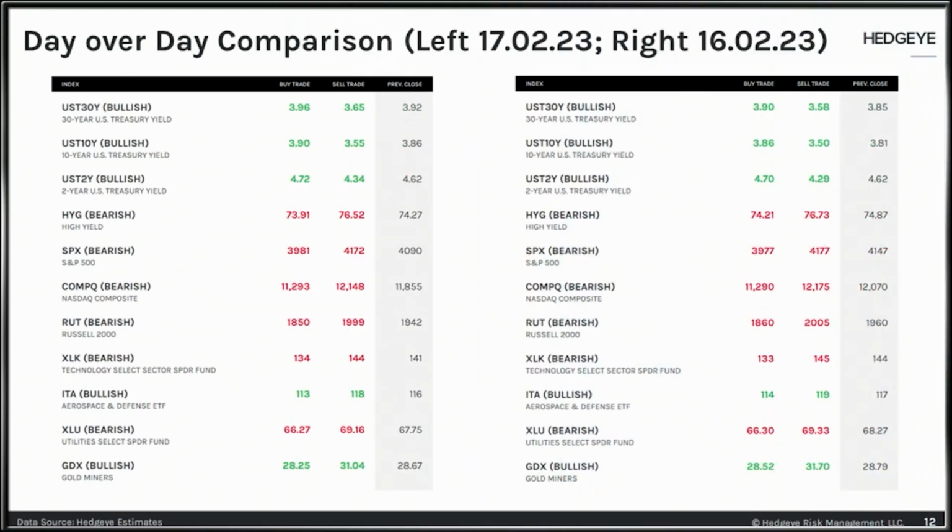I've got the day over day comparison. So this is this morning's risk range on the left versus yesterday's risk range on the right. Again, I just want to highlight some things there. You've got the 30-year, 10-year.